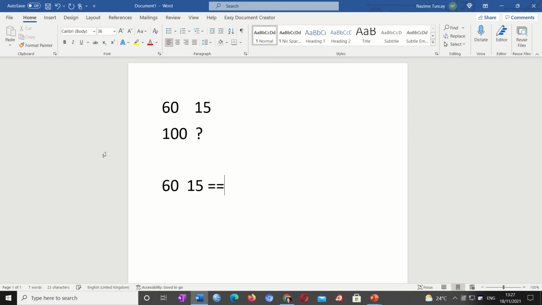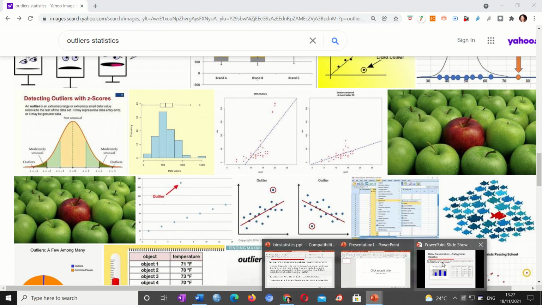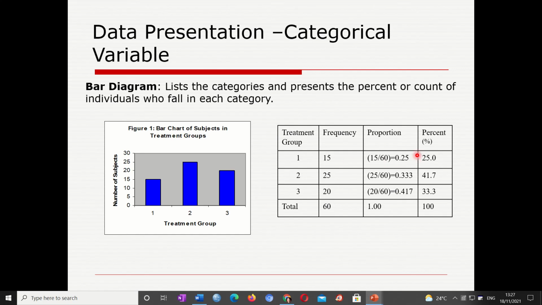How do we express it? We express it as 15 over 60. Okay. And we find the result is proportion. And this is called percentage. We multiply 15 by 100 and divide by 60. Okay, not this one, this one. Yes. So we find the percentages, and the total percent is always 100. So we find our results out of 100.